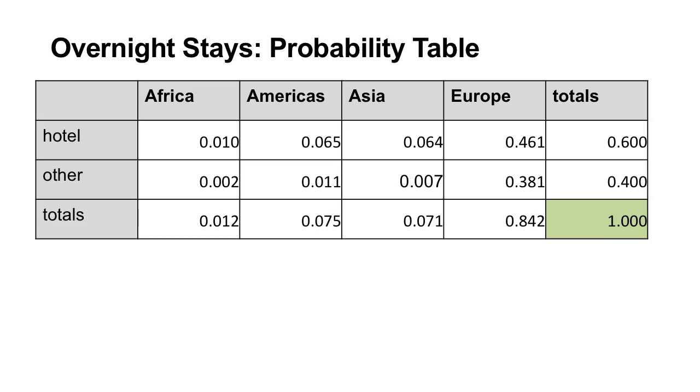At the bottom we see the percentages for the 4 continents. 1.2% for Africa, 7.5% for the Americas, 7.1% for Asia, 84.2% in Europe. You add those numbers up and guess what? We are back to 100%.